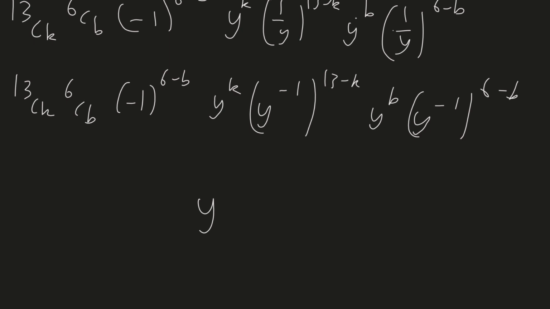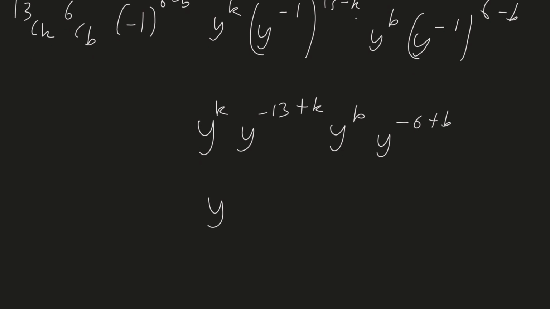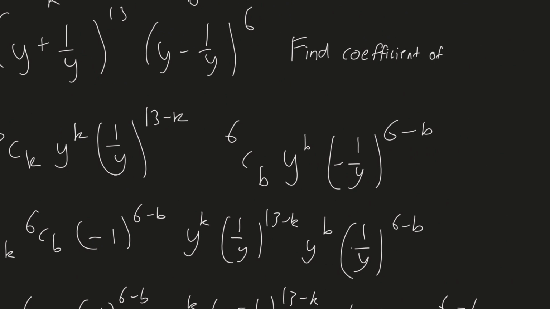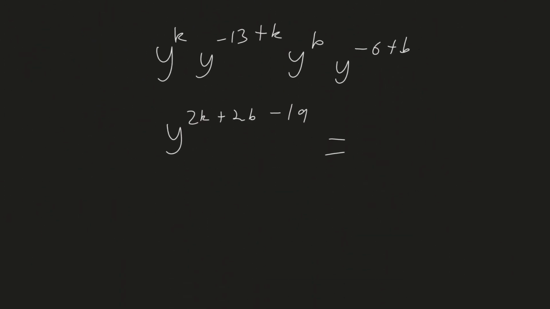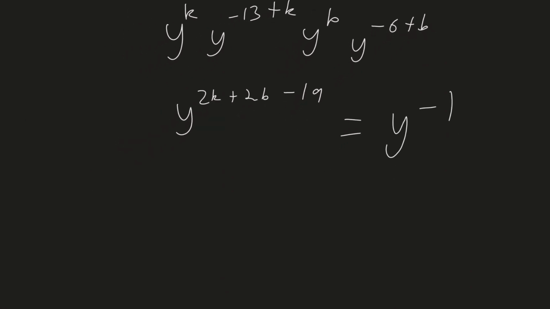So it's going to be y to the k times y to the minus 13 plus k, y to the b times y to the minus 6 plus b. So I'm going to group like terms, and so we get y to the 2k plus 2b minus 19 is equal to what? Now we have to go back to the start of the question where we're trying to find, this should be y, sorry, y to the minus 1. We're going to try and find y to the minus 1, so we set it equal to y to the minus 1.